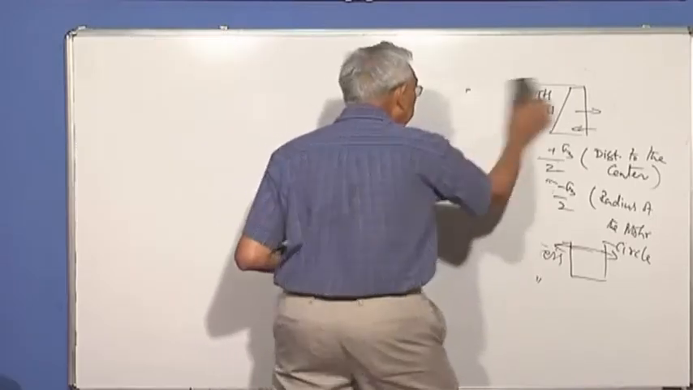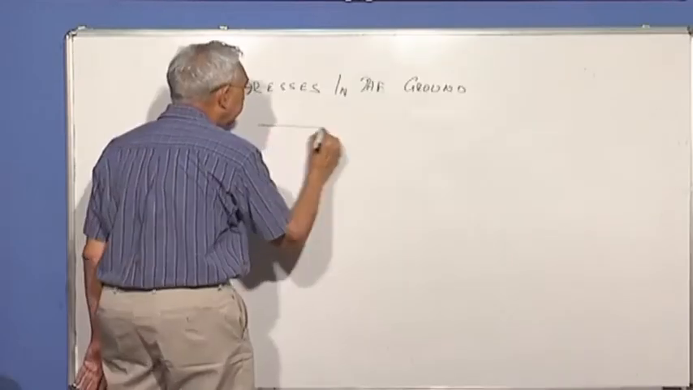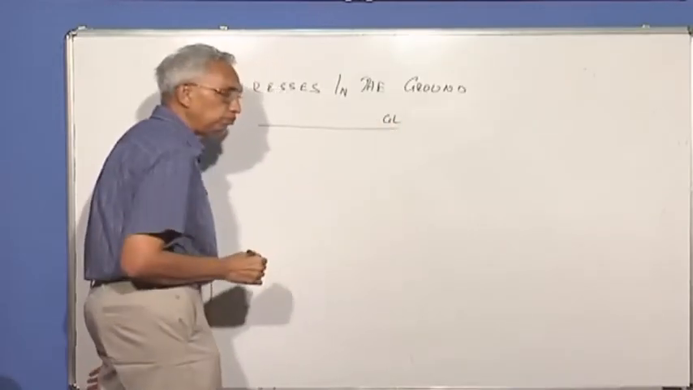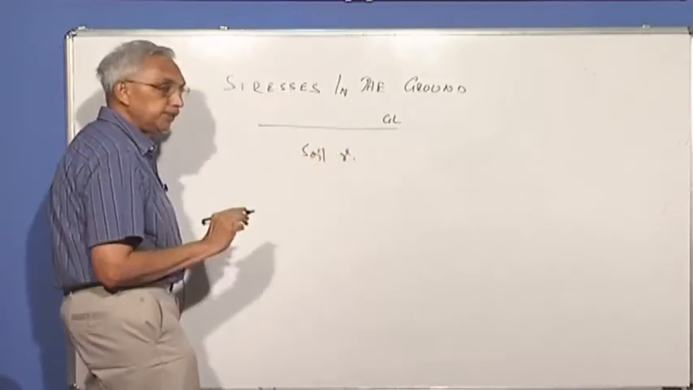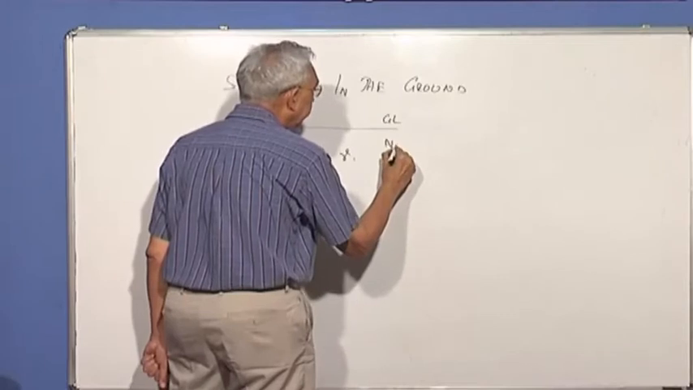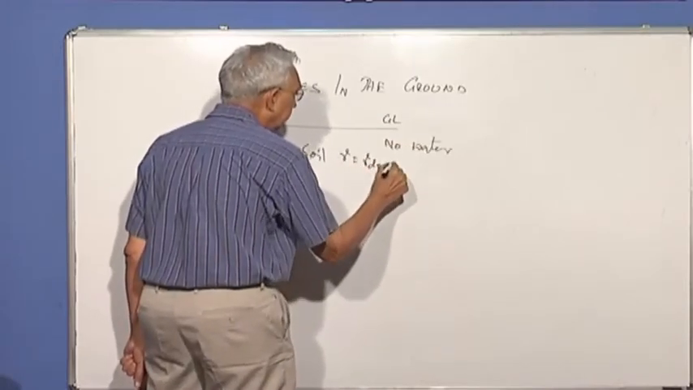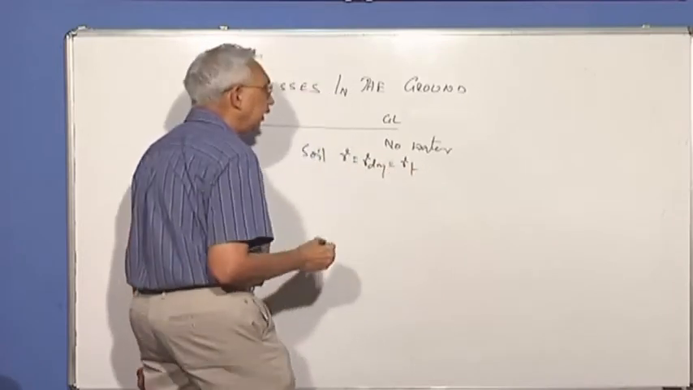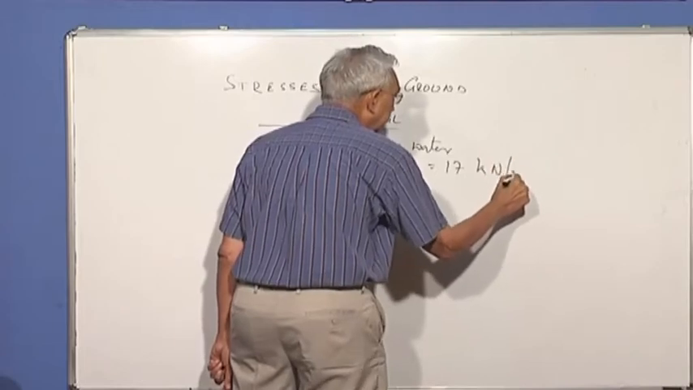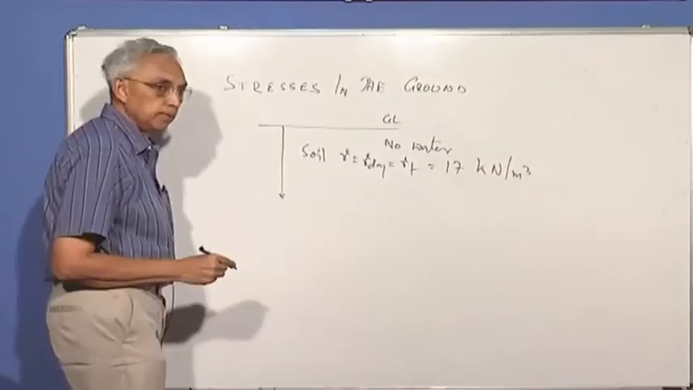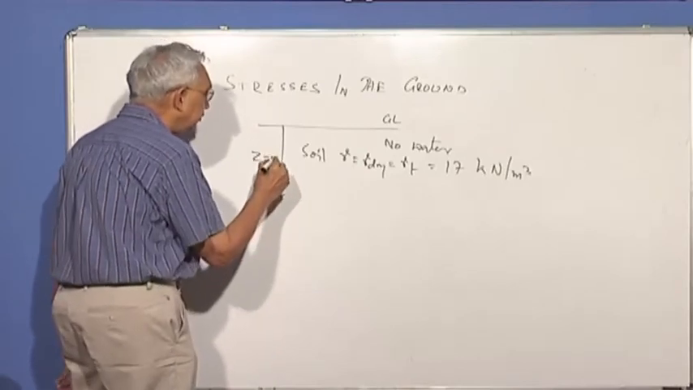Now let's look at what kind of stresses exist in the ground. Let us say this is the ground level. We have a soil with unit weight gamma. There is no water. It's a dry soil. So gamma is equal to gamma dry or gamma total, whatever you want to call it. Let's say equal to something like 17 kilonewtons per meter cube. If I take a small point at a depth z, let's say z is equal to 5 meters.